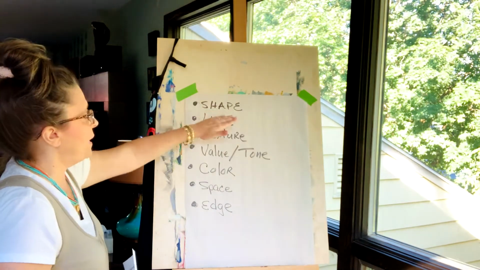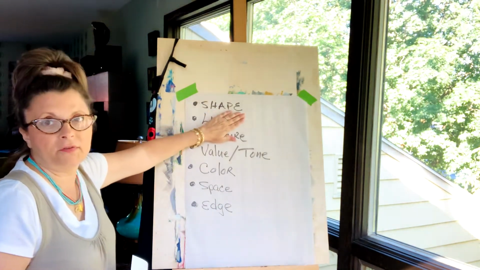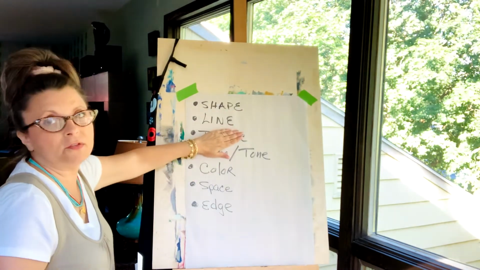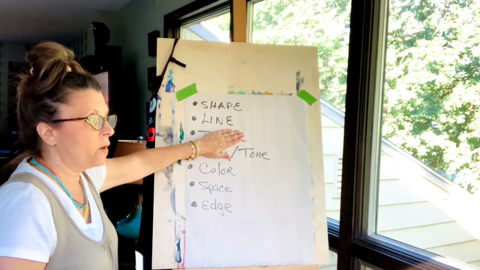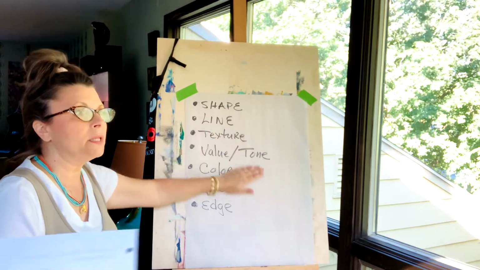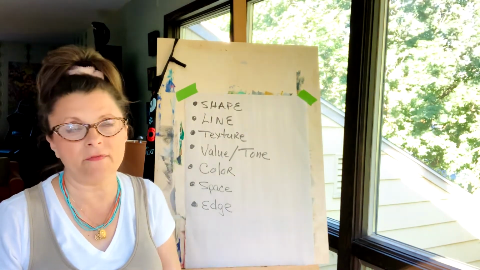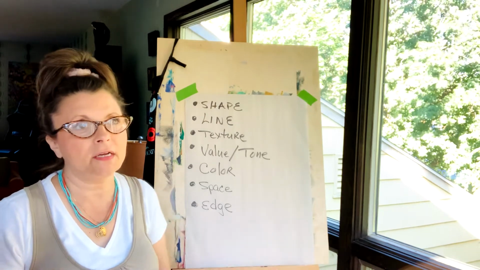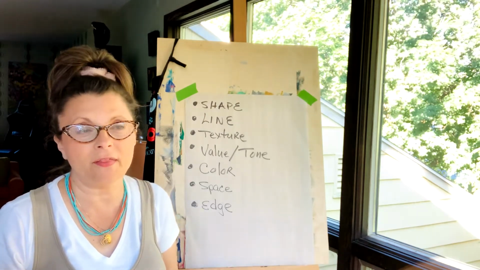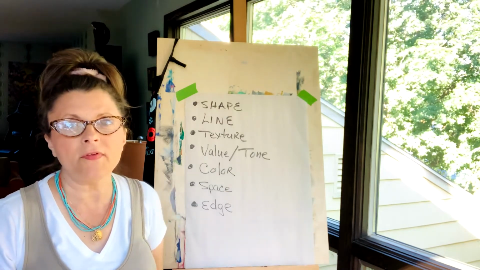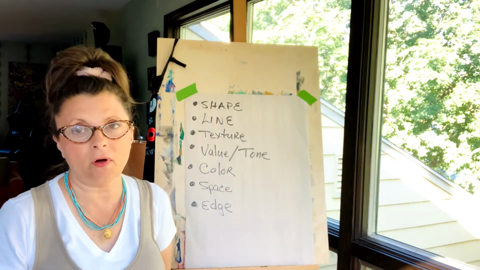So could it be a painting just about variety of shape? Yep, we could do that. Could it be a painting that just focuses on lines? We could do that too. And there's plenty of examples on the internet that you could look up yourself and find different professional artists that are out there that focus on just one of these areas at a time. But more often than not, it's a blend of all of them.